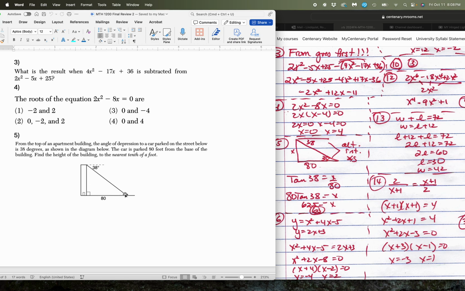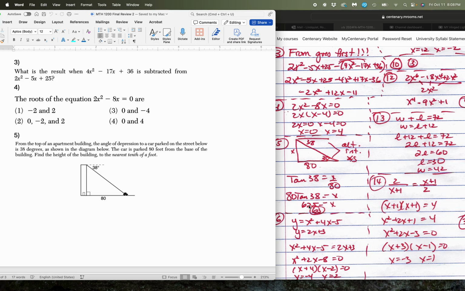So that's going to be tangent for this, because it's opposite over adjacent. We want to find this opposite here, so that's x. Here's my x, here's my 38. Tangent of 38 is x over 80. Cross multiply. It's 80 times the tangent of 38 is x.